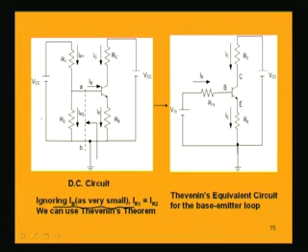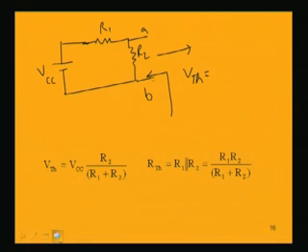So, here this point is to be noted. This same current should flow, otherwise you cannot find Thevenin's equivalent in this way. So, what is Thevenin's equivalent voltage across these 2 points? VCC into R2 by R1 plus R2.